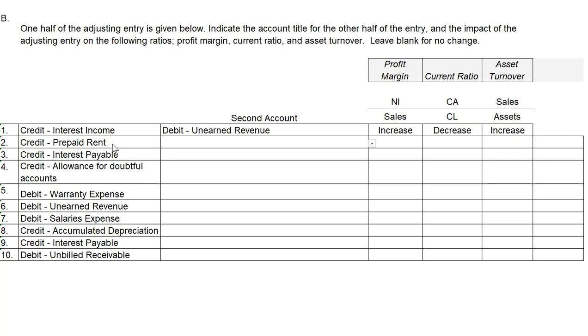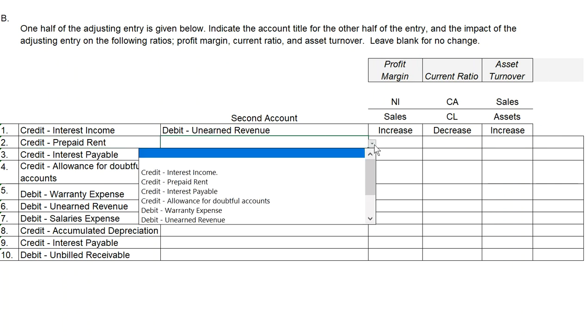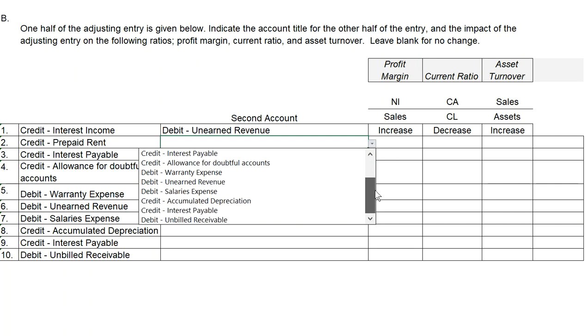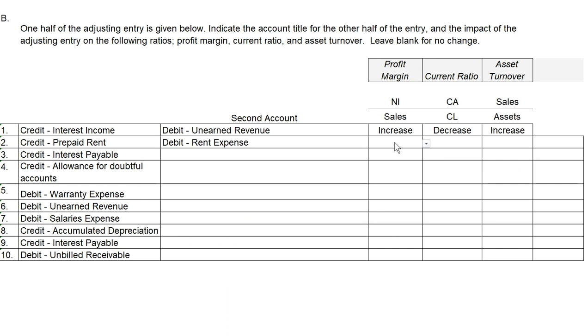If we had a credit to prepaid rent, so assets went down, the other half would have been what? Recording an expense. So rent expense. Of course, this would have made net income go down. Net income goes down, we would have had a decrease in our profit margin.